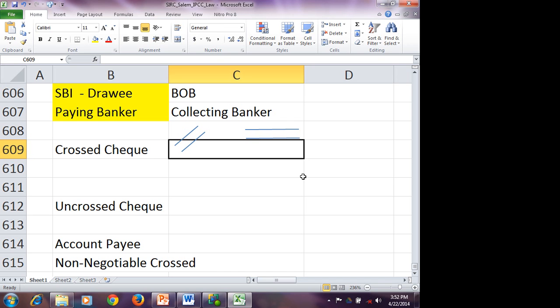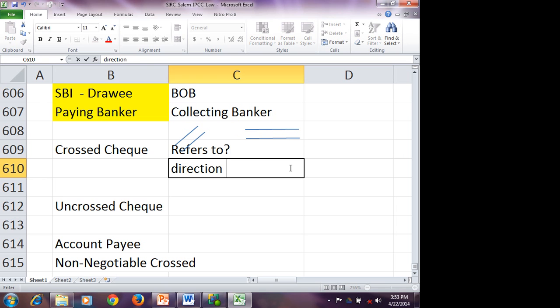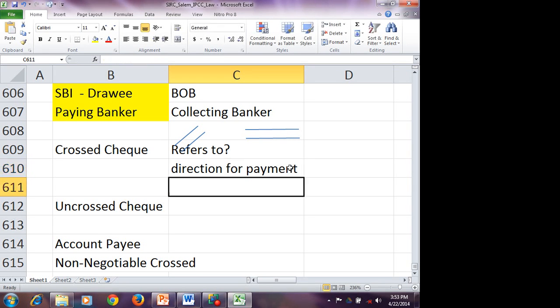The customary practice we adopted right from 12th standard is to draw two transverse lines on the left hand top corner. Not necessary. But what does crossing refer to? It is nothing but a direction for payment. What payment? A direction for payment given by the drawer to the paying banker.